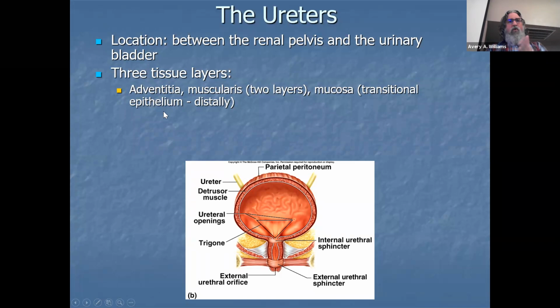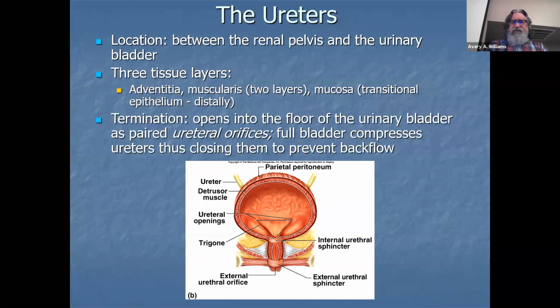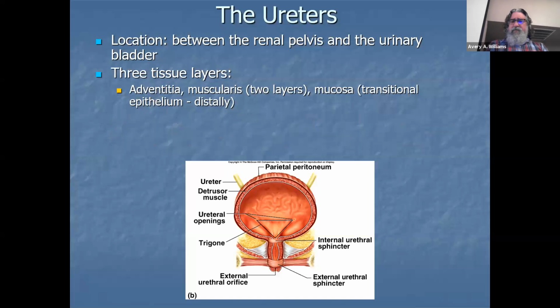Most organs, most structures have these 3 layers: an adventitia, a middle muscularis, and an inner mucosa. Let me page up. The adventitia is the superficial connective tissue layer, which is fibrous connective tissue on the outside. Everything has that. And then the middle layer is almost always smooth muscle.